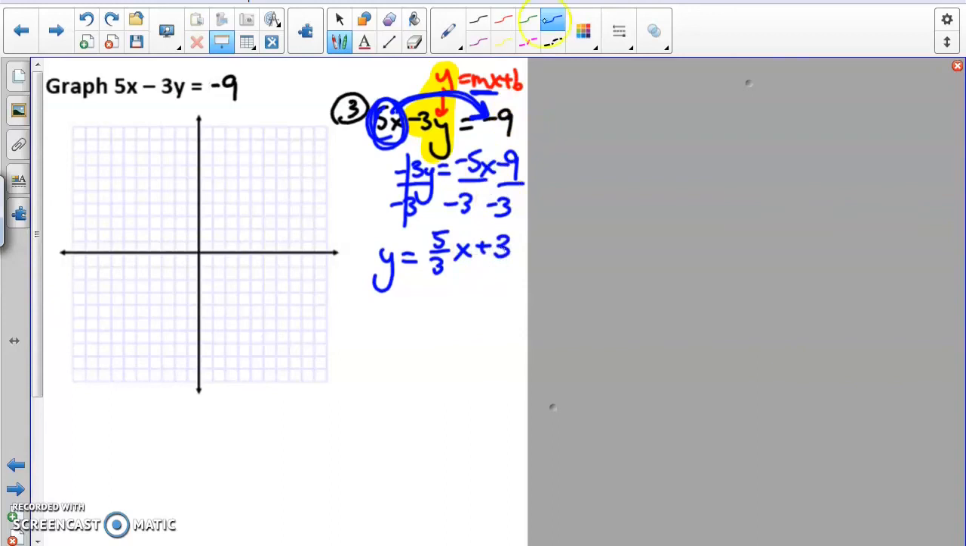And now we're good. We know that our m is beside the x, and that's going to be our 5/3, so m is a positive 5/3. And our b is always the guy there by himself, so b is going to be 3, so 0, 3.